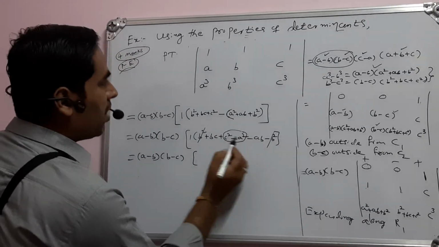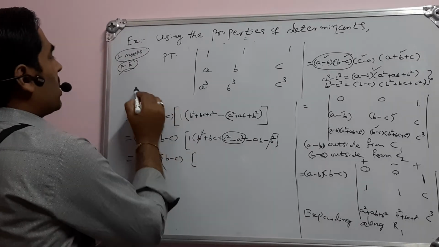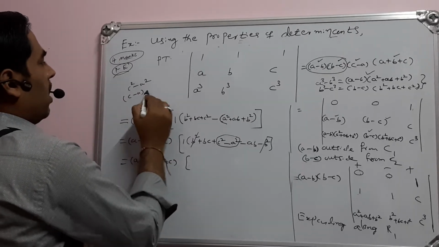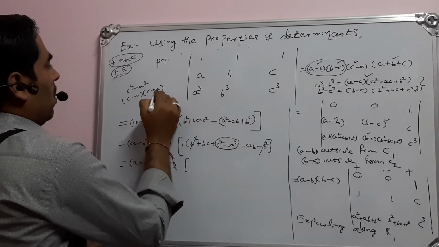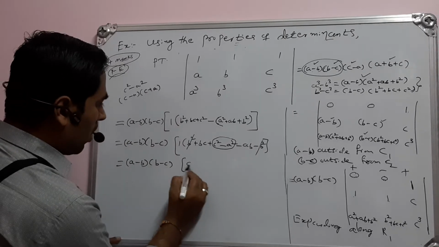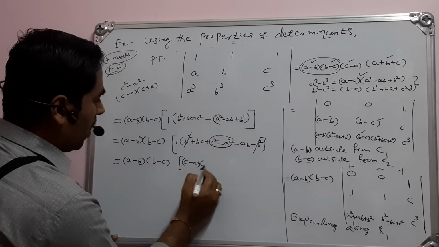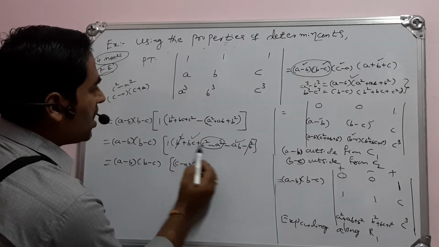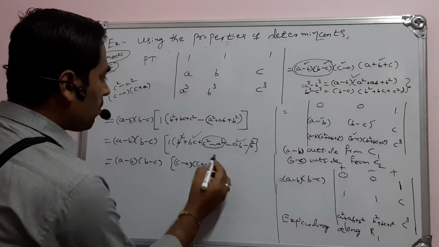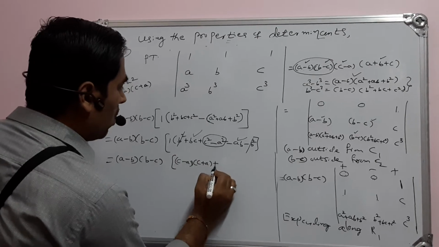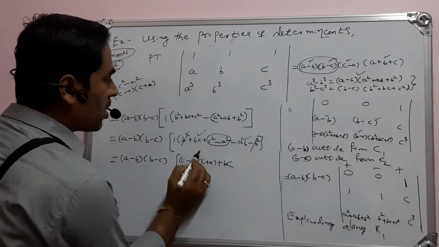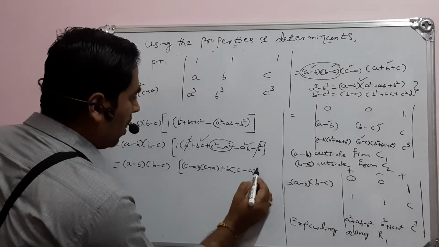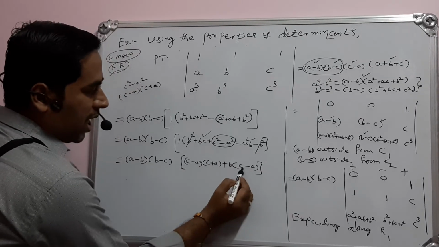Okay, this c square minus a square means what? I can write that as c minus a into c plus a, this one. So write c minus a into c plus a. Then the other two terms are, see, bc plus bc minus ab. From these two, I have b common, so I will take b outside. Taking b outside, c minus a.